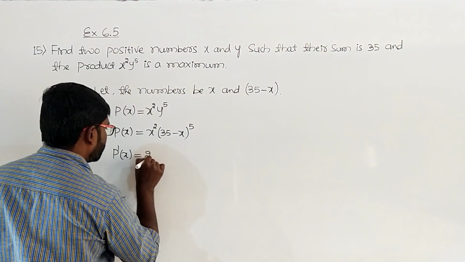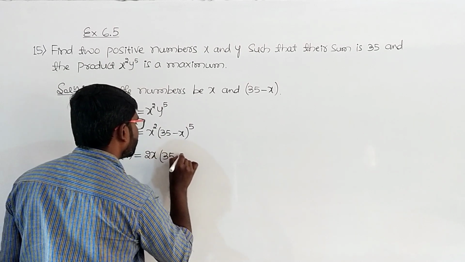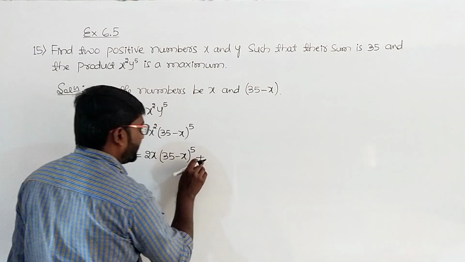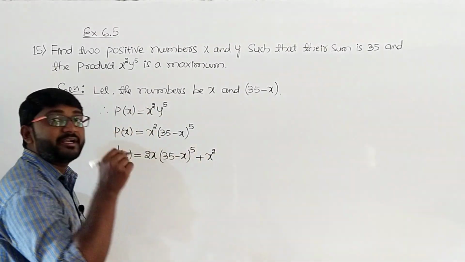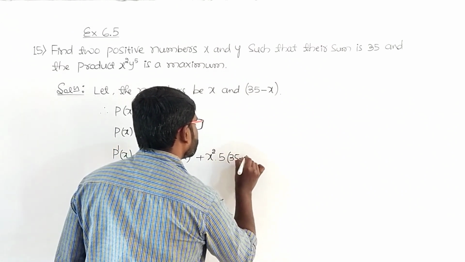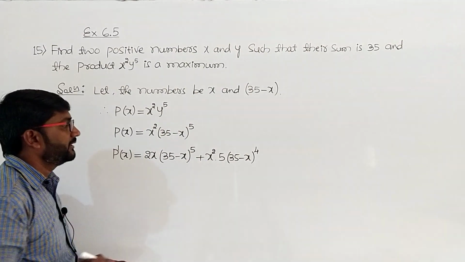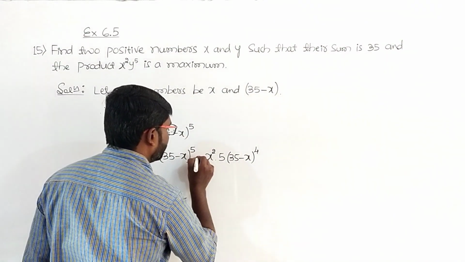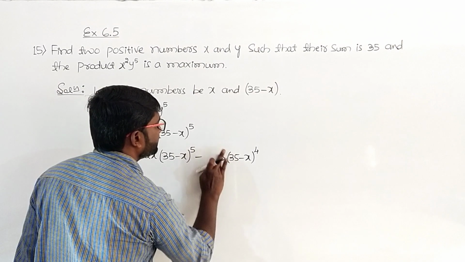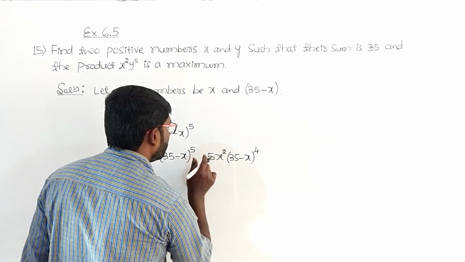what we get here, 2x, derivative of the first function. It is a product rule. Derivative of the first function, write the second one as it is, 35 minus x to the power 5. Now plus, write the first function as it is, that is x square as it is, and derivative of the second function, it is in the form of x to the power n. So we get 5 times 35 minus x to the power n minus 1, that is 4, and take the derivative of the inside function, you get minus 1. So multiply that minus with the plus, you get minus sign here. So here x square into 5 can be written as 5x square. So this is our p dash of x.